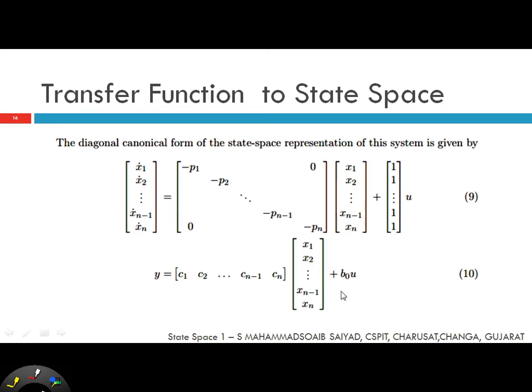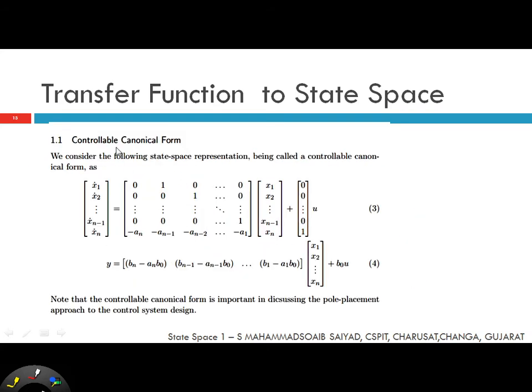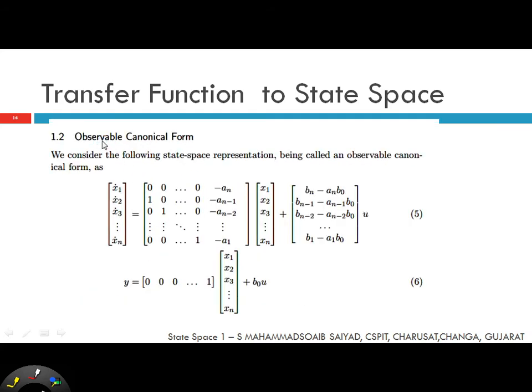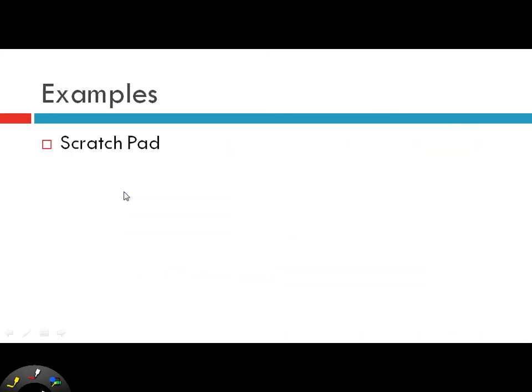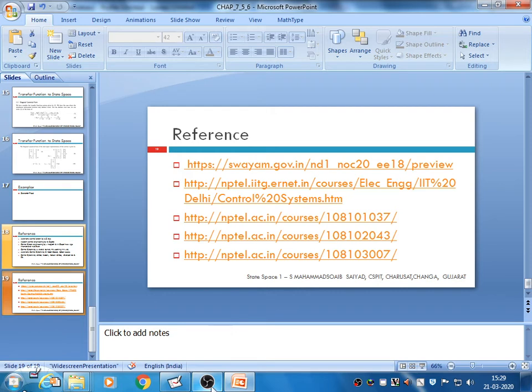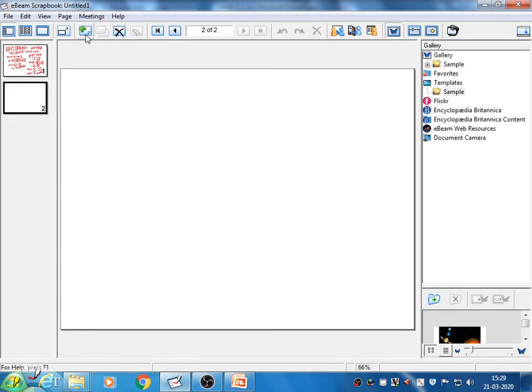Okay, these are the three forms of representation: the first one is the controllable canonical form, the second is the observable canonical form, and the third one is the diagonal canonical form. Now we will take an example. We will take only one example, related to our system, which is represented in terms of a controllable canonical form. So we'll take one example based on this.